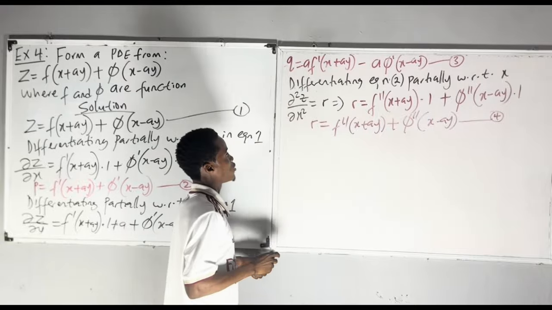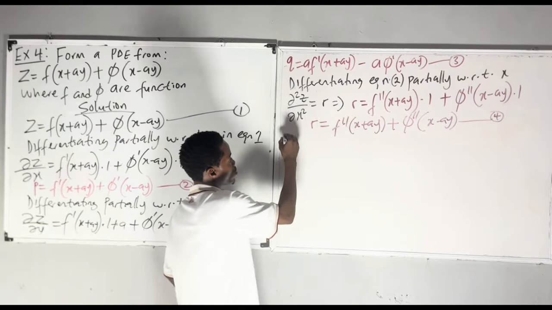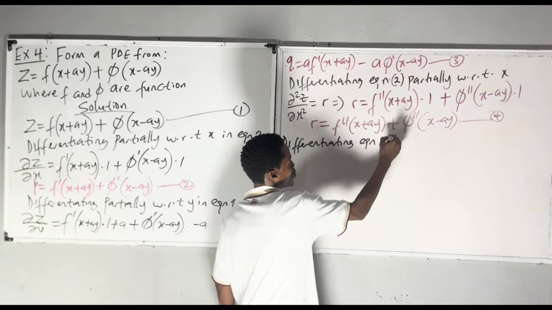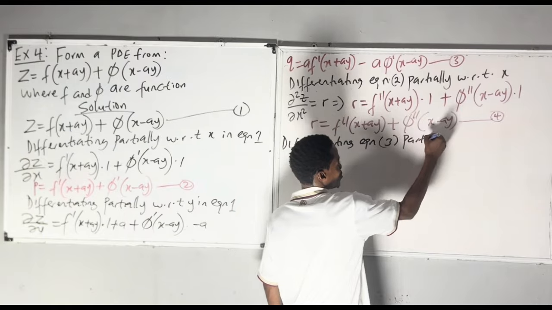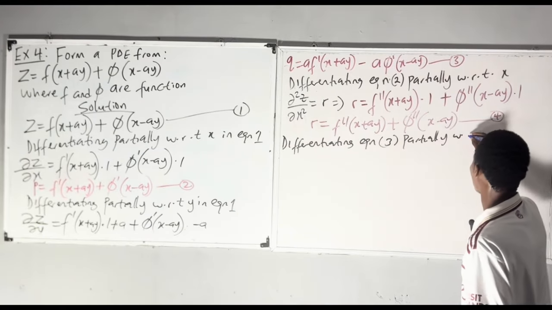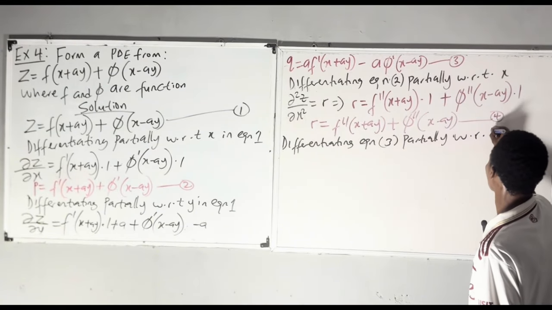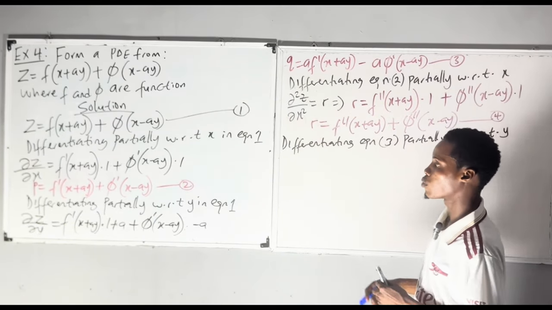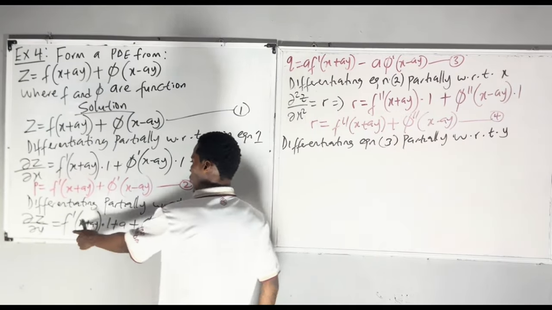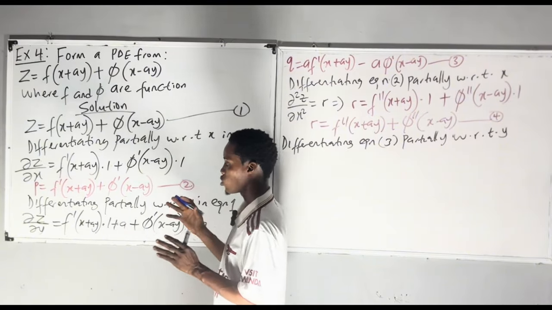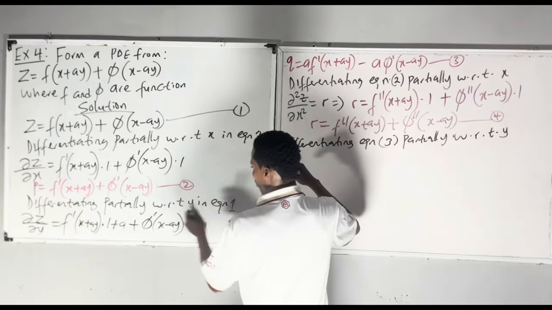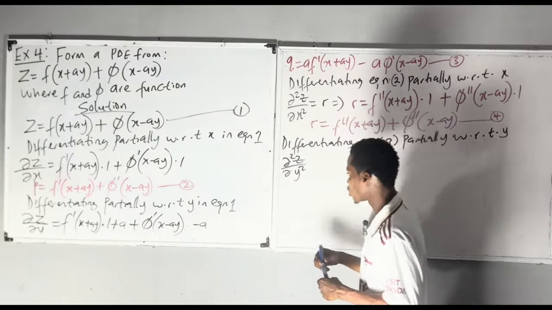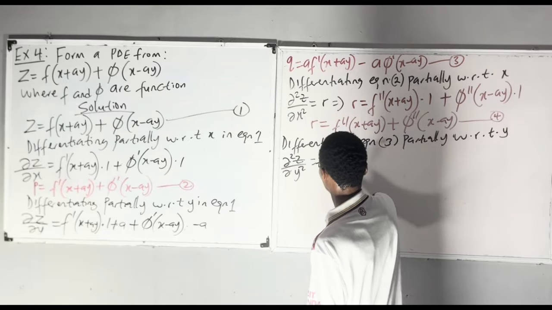So the next step is to differentiate equation 3 partially with respect to y. If I differentiate with respect to y, I have ∂z/∂y. If I differentiate again, I'm going to have ∂²z/∂y², and the notation for this is t.